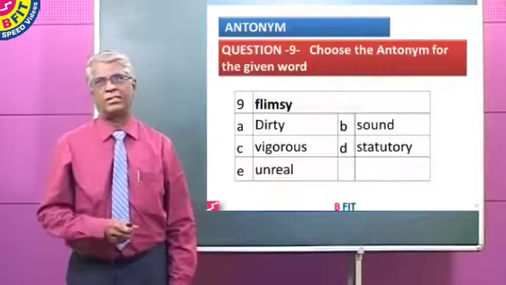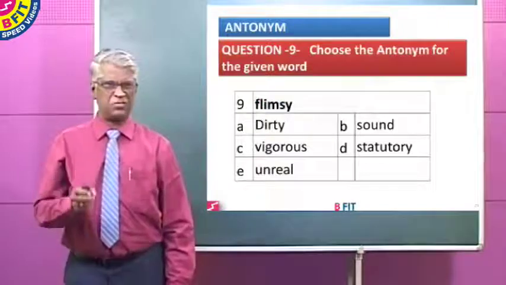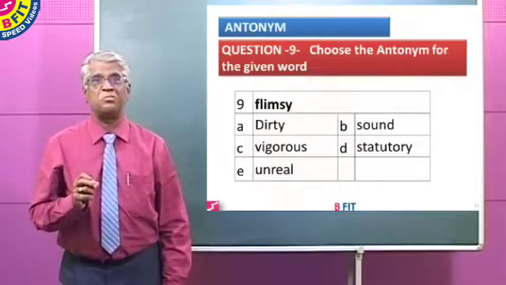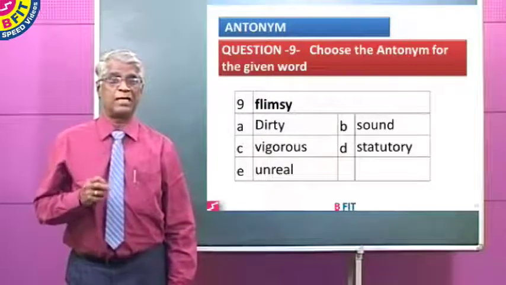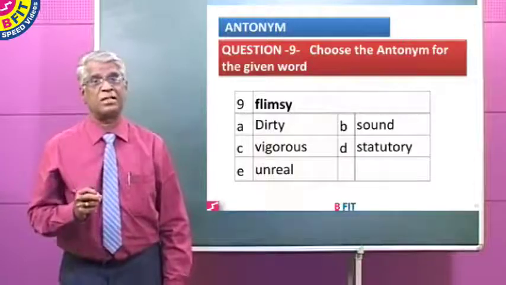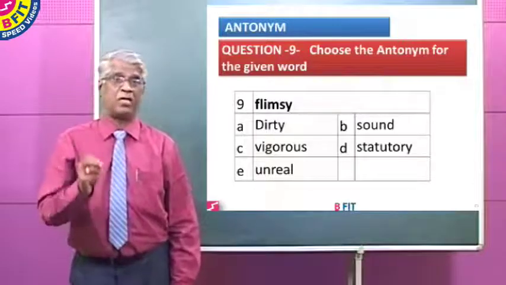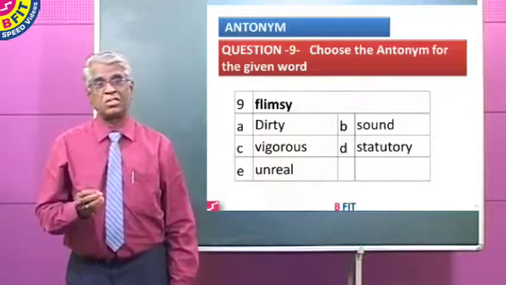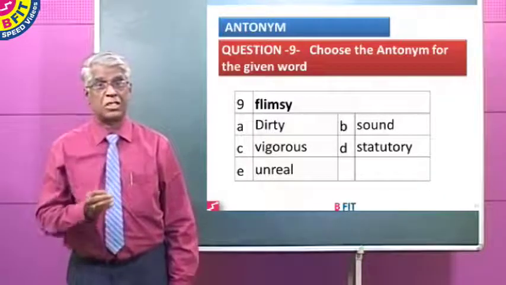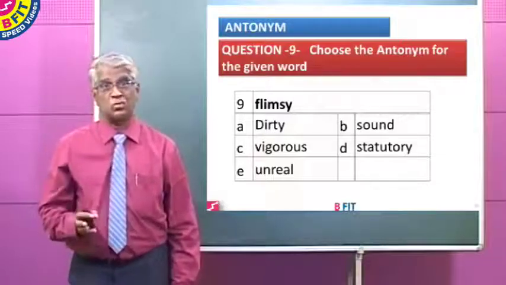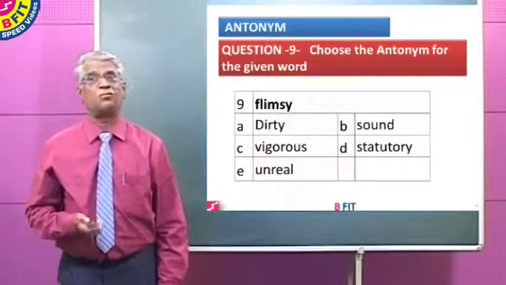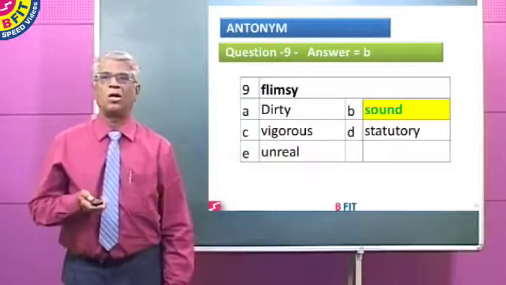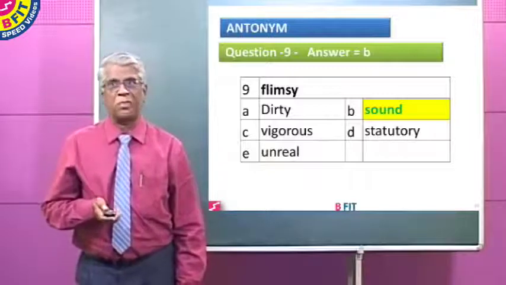The given word in question 9 is flimsy. The student was suspended on flimsy ground. There is no sufficient reason for suspending him from the college or the school. Now, flimsy, therefore, is the opposite of something which is substantial or strong or sound. Therefore, the antonym of flimsy is sound. Flimsy and sound are antonyms.